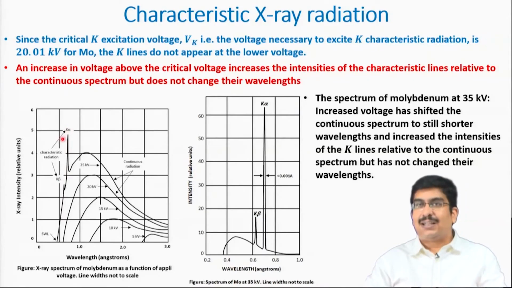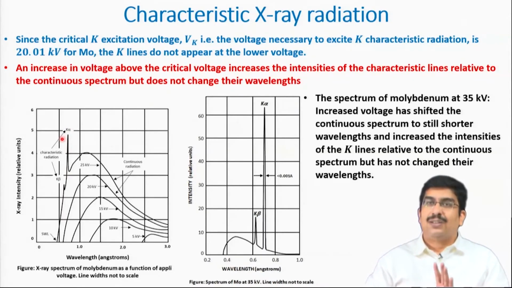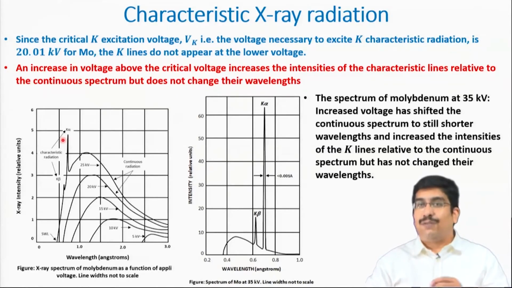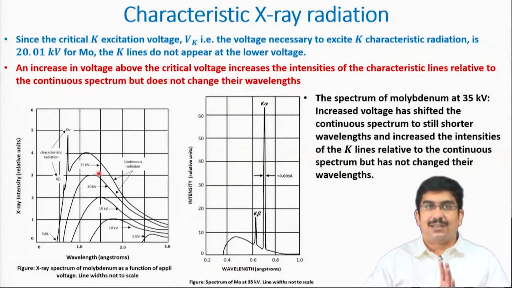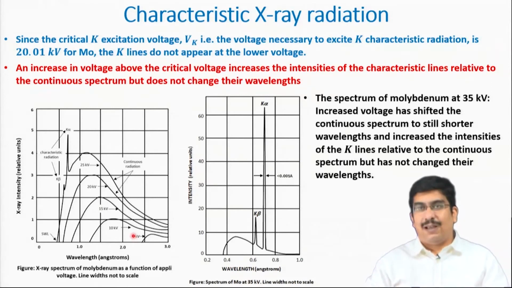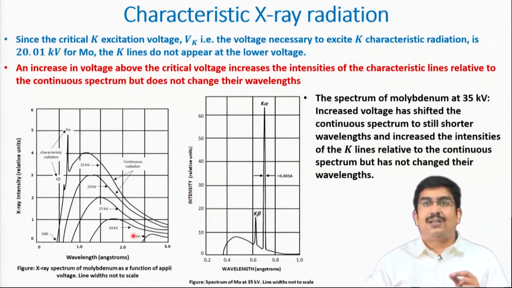That does not mean that the critical excitation voltage is 25 kV. No, the critical excitation voltage is slightly above 20 kV, so 20.01 kV. If I give a voltage of say around 20.05 kV, then also I should get K alpha and K beta radiation. It is just an experimental limitation: the voltage is only possible to increase in multiples of 5 kilo electron volt. We could not do it for even less than that, for this particular experiment at least.